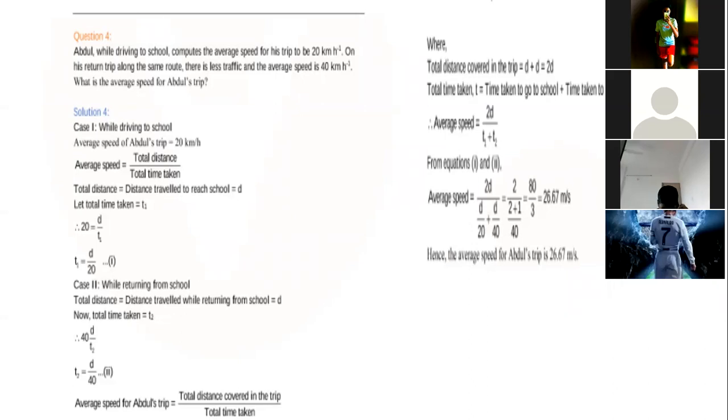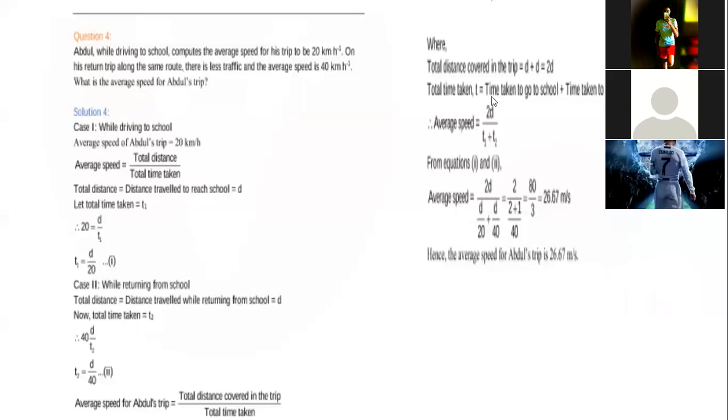Okay, so you have again the second case while returning from school. When he was returning along the same route, there was less traffic, as written in the question, and the average speed is 40 km per hour. Now the same equation you have derived, but there was less traffic so he could drive fast. That is why the T2 he found is D by 40. So the average speed of Abdul's whole trip is equal to the total distance of the trip, which is distance up and distance down, so D plus D, which gives you 2D.